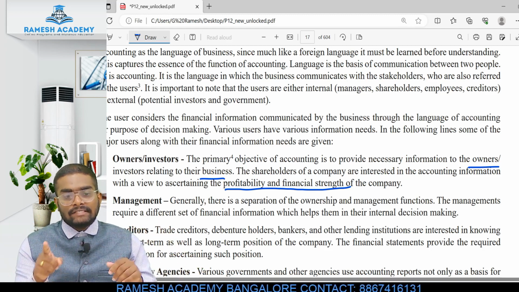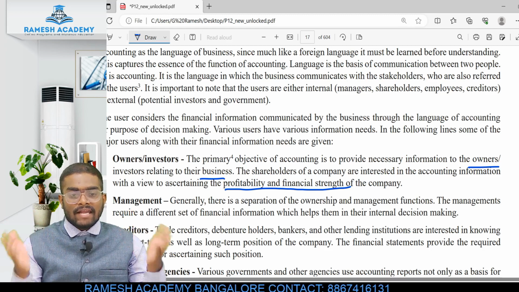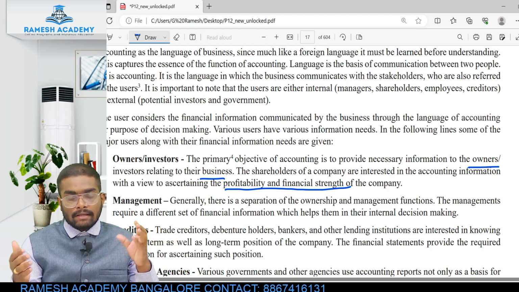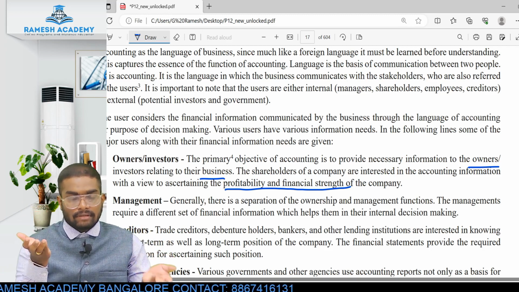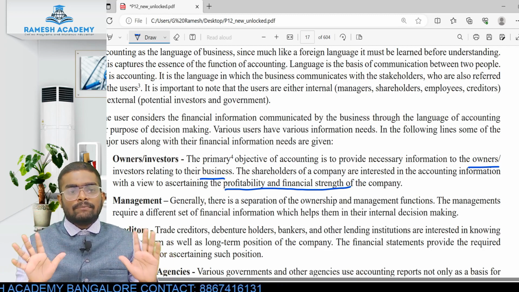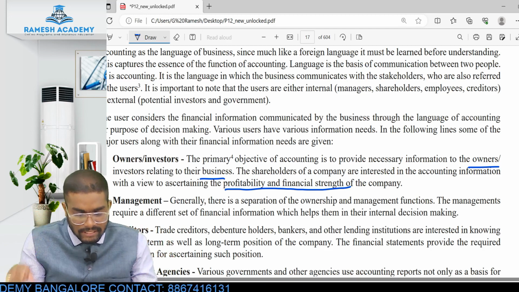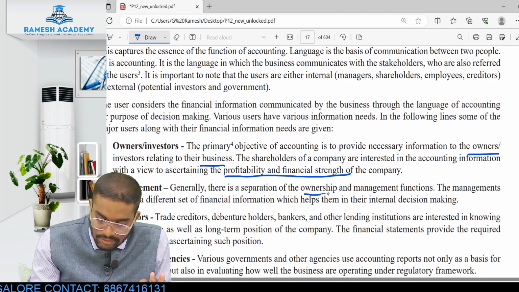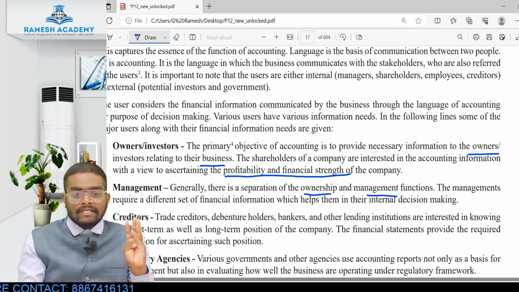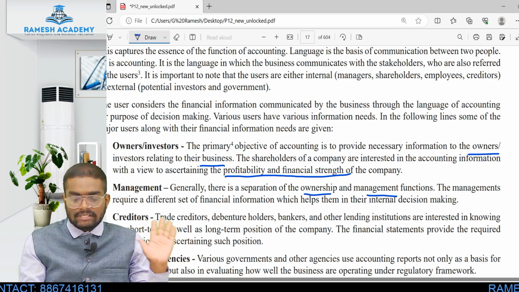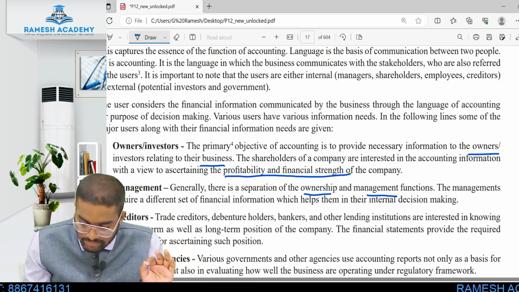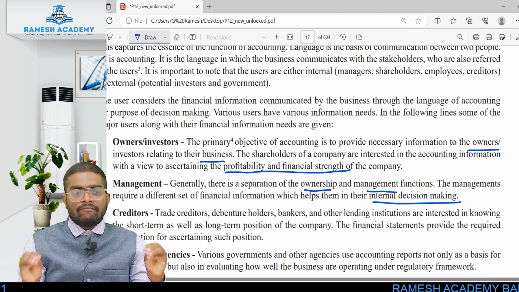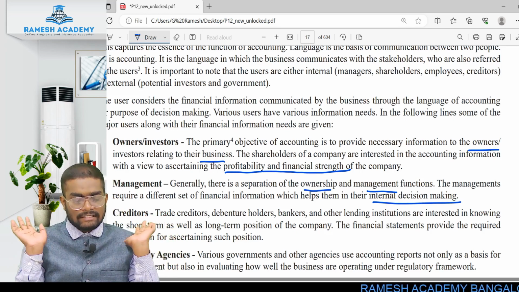And the financial strength is nothing but the value of assets and liabilities as on a particular date. We have to have more assets rather than liabilities, so that your business is sustainable. That's the thing. So management, there is a separation of ownership and management function. As I told, business is separate and the owners are separate. The management requires it, which helps them to make internal decision making. As I told, the purpose of financial information for management is for internal decision making.